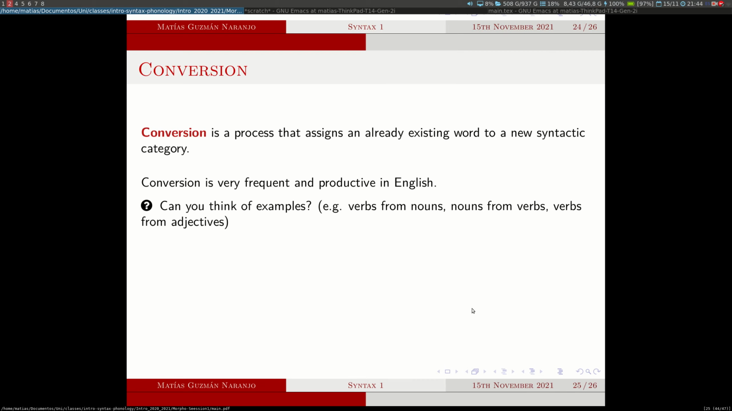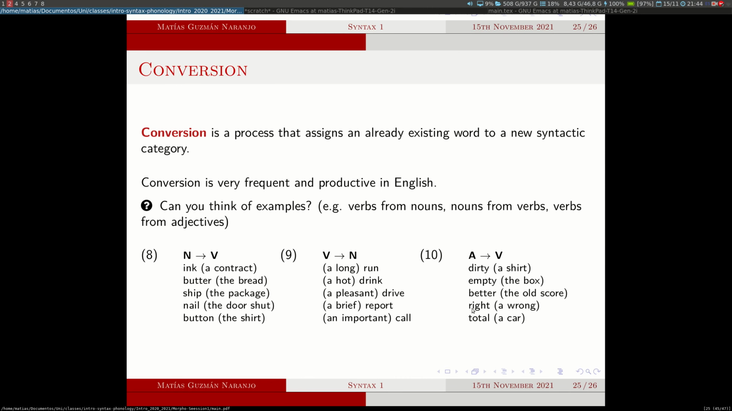And conversion is very common in English. It's basically changing the syntactic category of a word to a different syntactic category without any phonological process applying to it. So here are some examples. You can have the noun ink, and you can ink a contract, so that's conversion, or butter and butter the bread, or ship and ship the package, or nail and nail the shelf, and the other way around. You can run, but you can have a long run. And adjectives and nouns also. Dirty is an adjective, and you can dirty a shirt, or empty the box, and empty is an adjective.